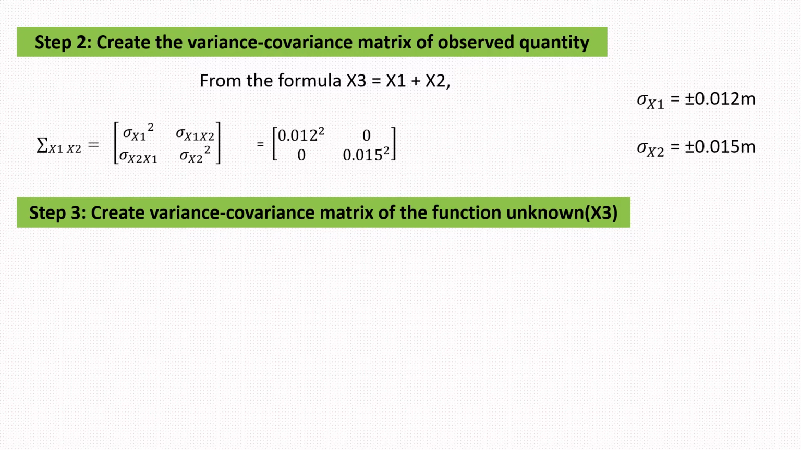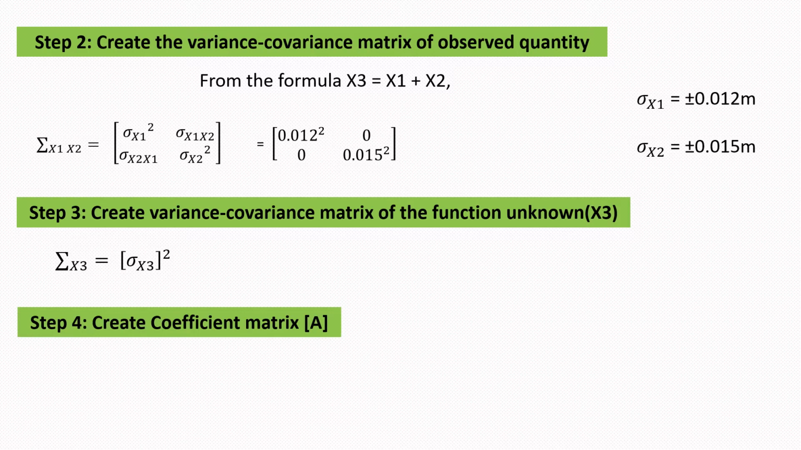Step 3. Create the variance-covariance matrix of the function unknown x3. Summation x3 is the variance-covariance matrix of x3, which is equal to sigma x3 squared. This is the unknown that we want to find, which is the standard error of x3. So here, we just leave the matrix as sigma x3 squared and we'll solve it later.